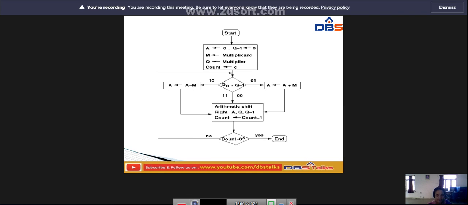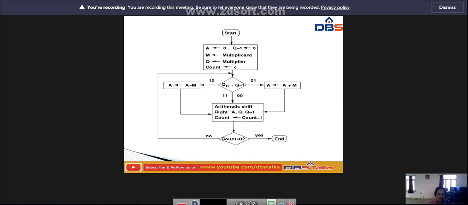In all the multiplication schemes, Booth's algorithm requires examining the multiplier bits and shifting the partial product. The multiplicand may be added to the partial product, subtracted from the partial product, or left unchanged according to the following rules.